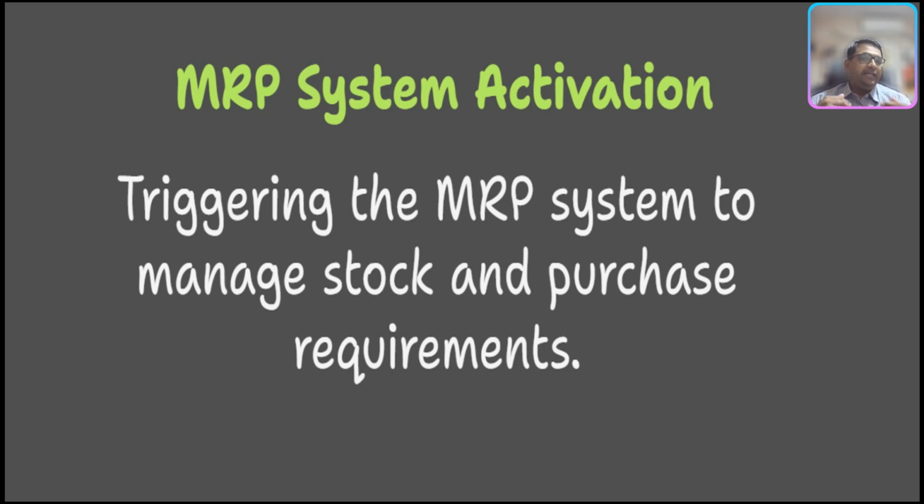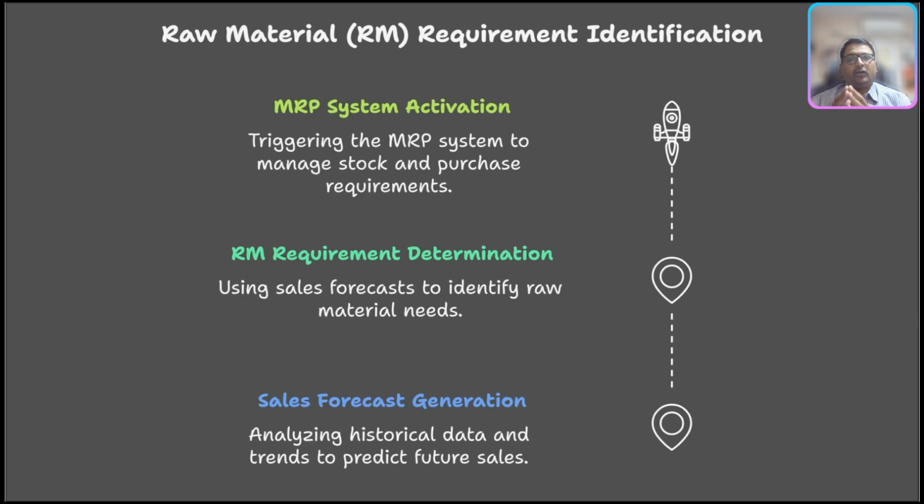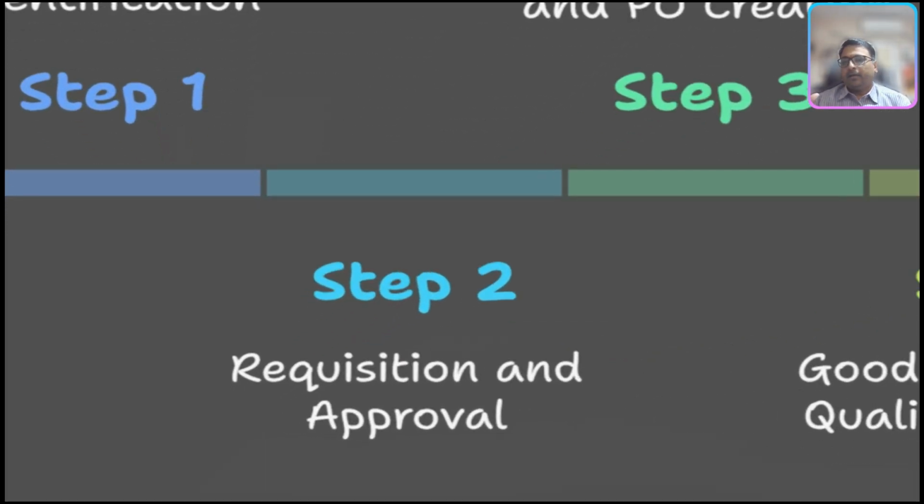And depending on the lead time and also the percentage of vendors to whom the order is to be given, which is basically the ratios, the order will be triggered. Now, the input for this particular raw material requirement identification is the sales forecast, and the output is basically the MRP system, which will identify the raw material that are required to be purchased. Now, this is step 1. Let us see step 2.